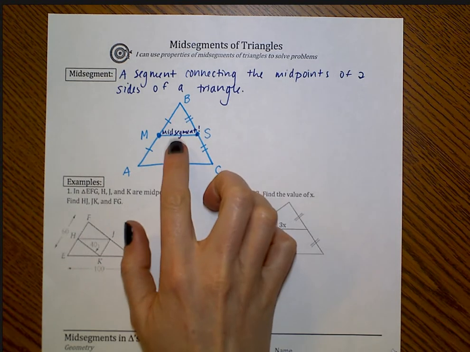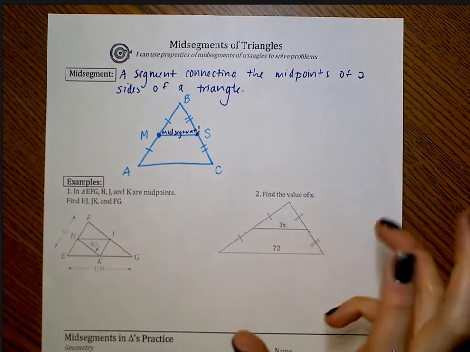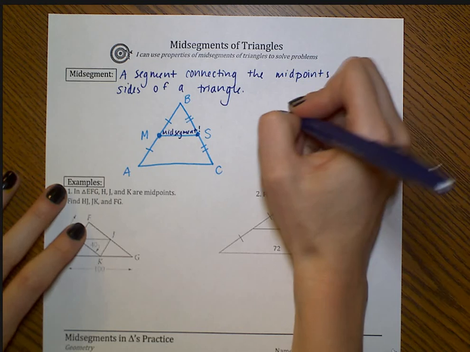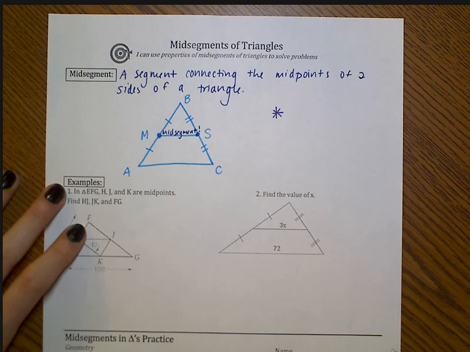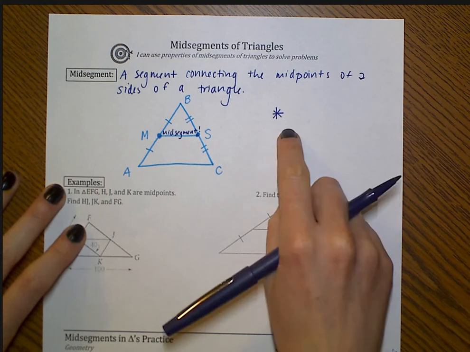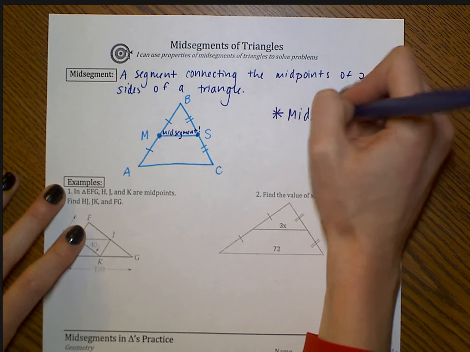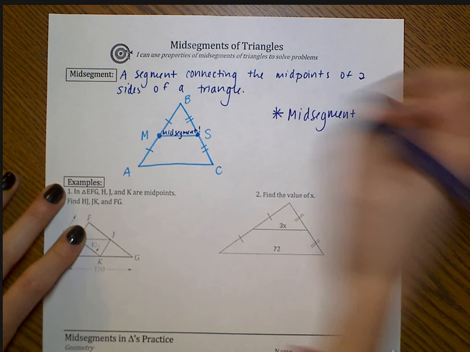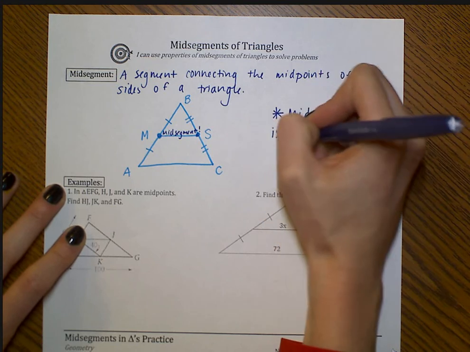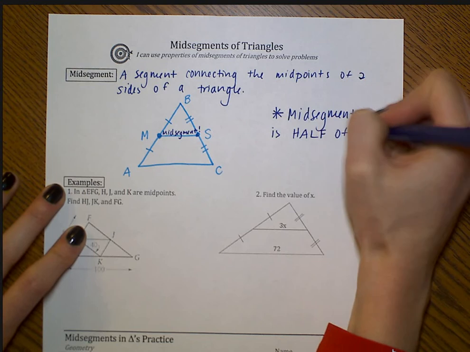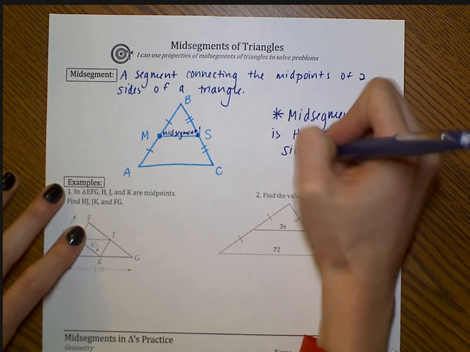Now, what happens when you draw that, that's the main thing that you guys want to know. So I'm going to make a little starred note out here. You need to know that a midsegment is HALF of the side it's parallel to.